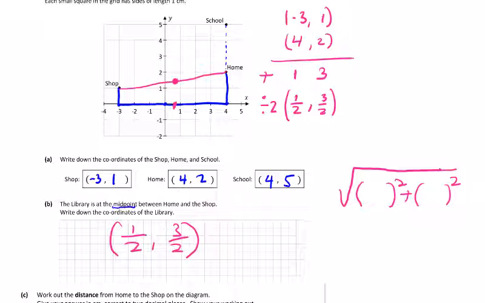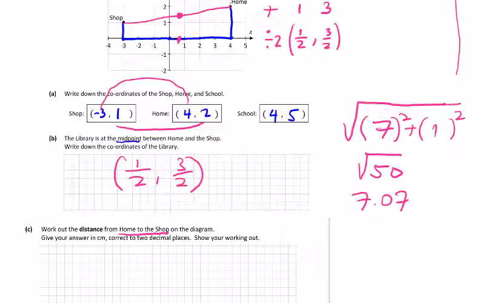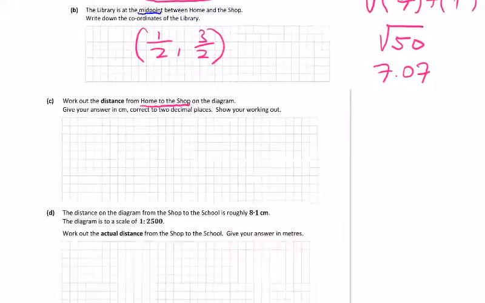So the distance from home to shop, the change in x, 4 down to minus 3, so 7 is the change. And from 1 to 2, 1 is the change. So we're going to have the square root of 49 plus 1, the square root of 50, which works out to be 7.07. What way do they want this question answered? 2 decimal places, so 7.07.